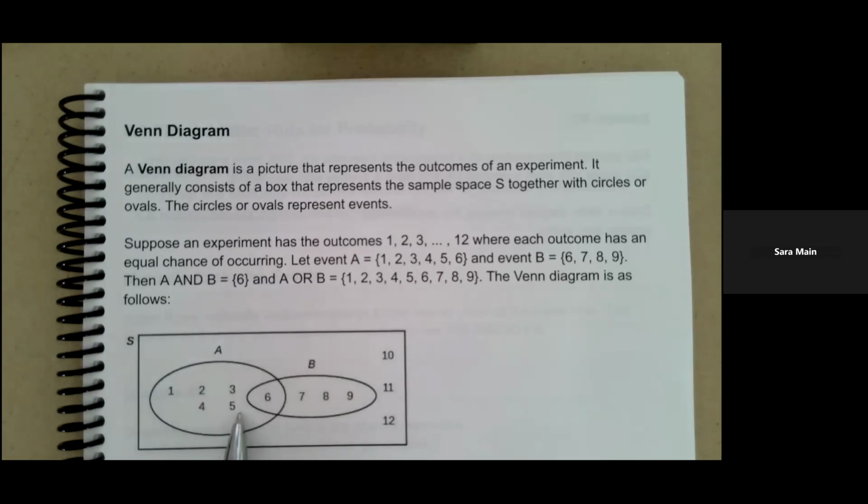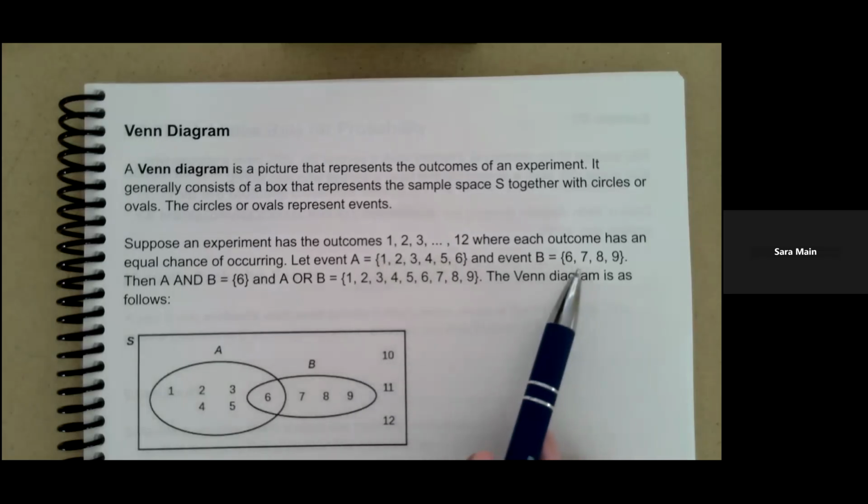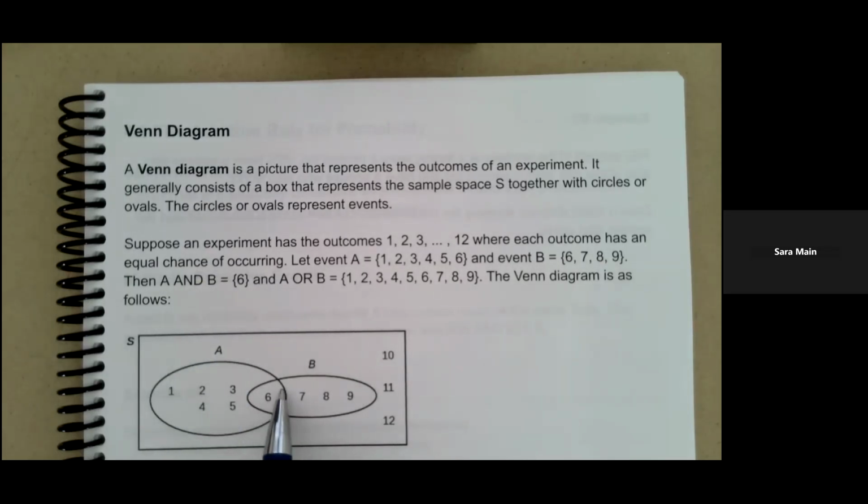So we've got one here. We've got an event A that has outcomes of 1 through 6. We've got event B that has outcomes of 6, 7, 8, and 9. Then we have event A and B, and you can see that's 6 because that's where they overlap. A and B means that the outcome has to be in both. A or B means it could be in one or the other or both. So that looks like 1 through 9. The Venn diagram is as follows. So you can see outcomes 10, 11, and 12 are not in A or B.